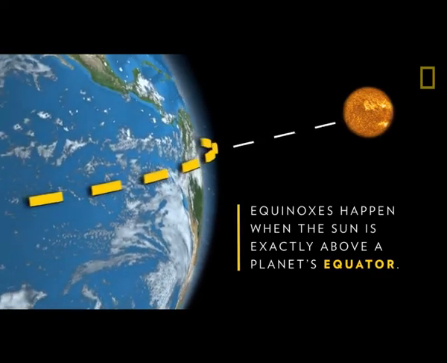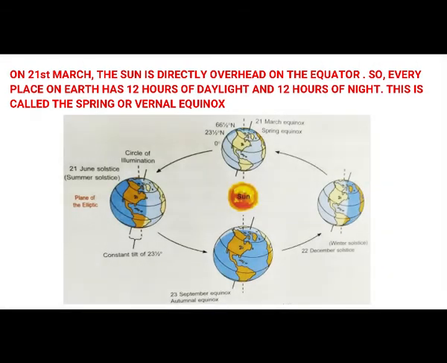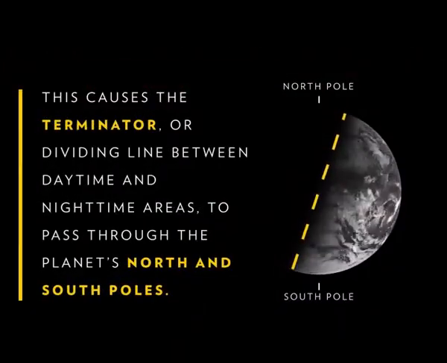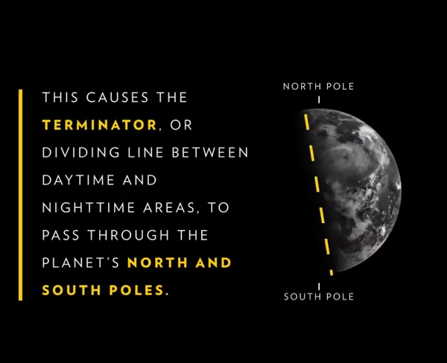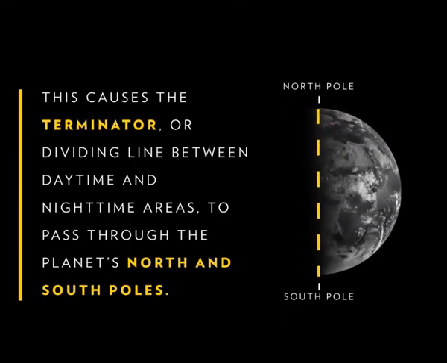So let us see spring equinox. On 21st March, the sun is directly overhead on the equator. So every place on earth has 12 hours of daylight and 12 hours of night. This is called the spring or vernal equinox. Next, as the earth moves on, the northern hemisphere tilts more towards the sun and experiences summer.